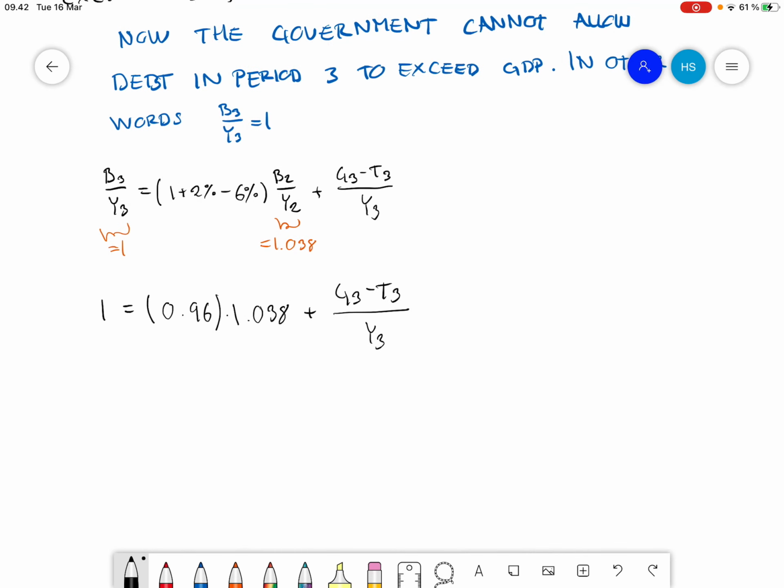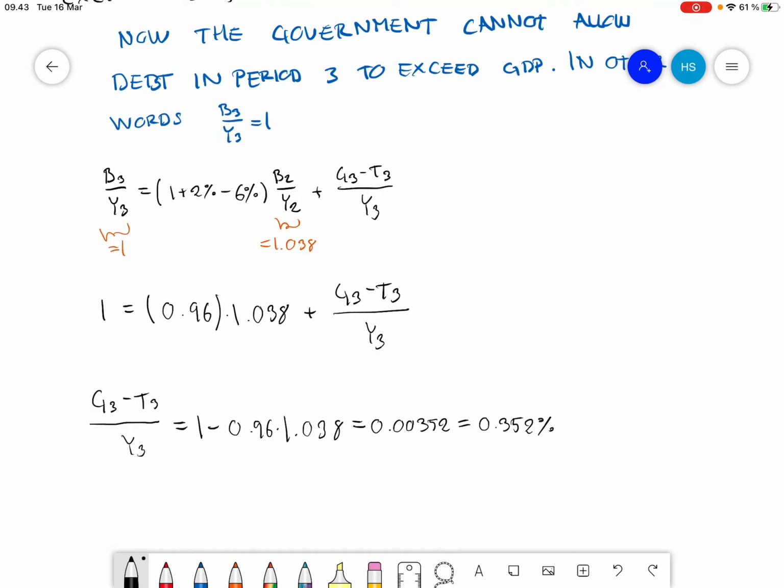So if we rearrange this term here, we get that the primary deficit relative to output in period 3 should be equal to 1 minus 0.96 times 1.38. And that is 0.00352. So in other words, the maximum value of the primary deficit is equal to 0.352% of real GDP in year 3.